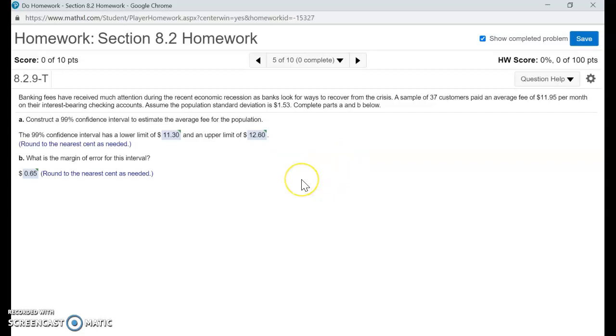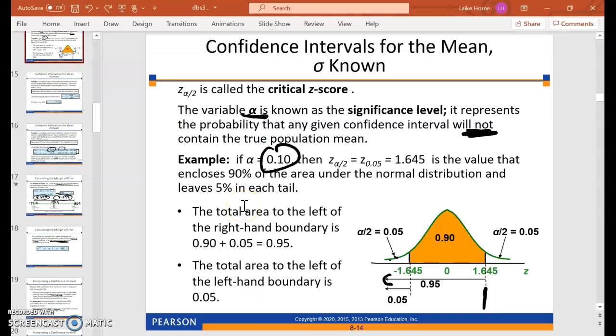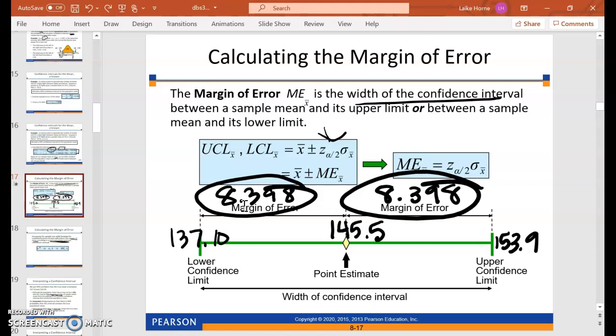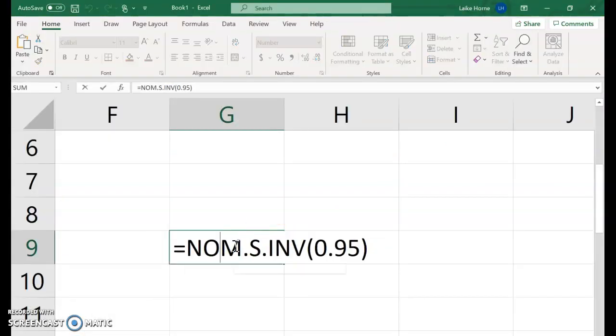In this homework problem, we're going to use Excel to calculate the margin of error. Remember, the margin of error is what you add and subtract from your sample mean. So when Excel calculates the margin of error, you don't have to find the z-score and the standard error of the mean. It's already going to be multiplied together for you. So once you get that from Excel, all you have to do is add and subtract. Let's look at how that will look in Excel.